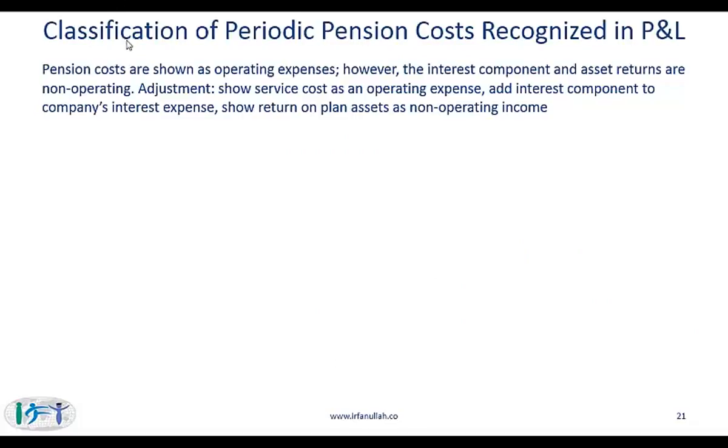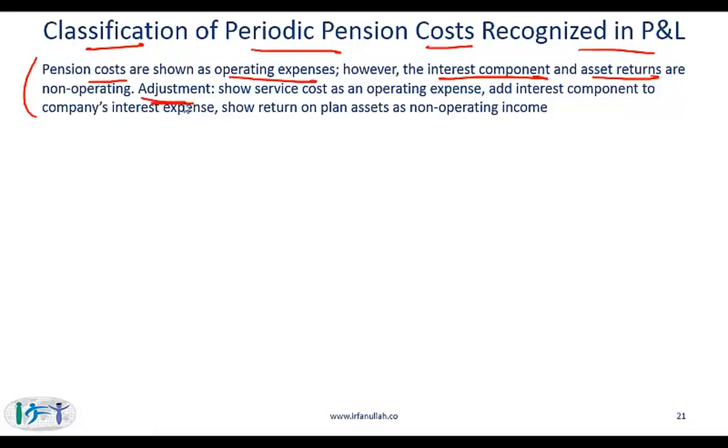Now, next point. Classification of periodic pension costs recognized in the P&L. This is also important from a testability perspective. Pension costs are shown as operating expenses. However, the interest component and asset returns are not really operating expenses. The interest component should be a finance cost, and the asset return is not really an operating revenue. It should be shown as a non-operating revenue.